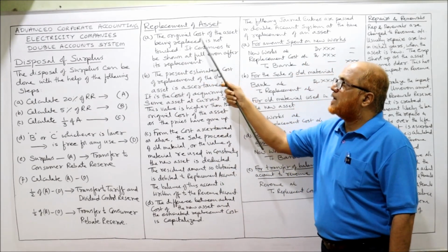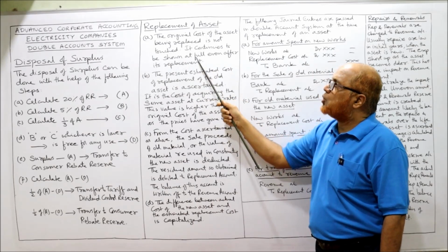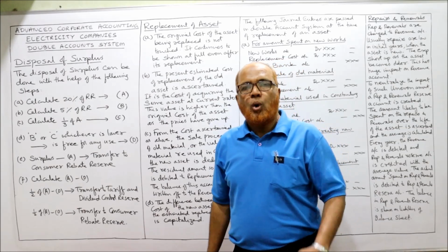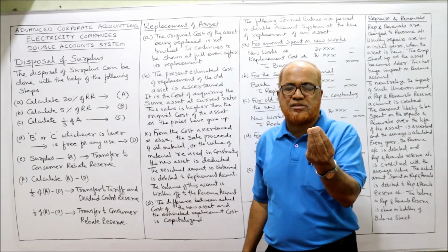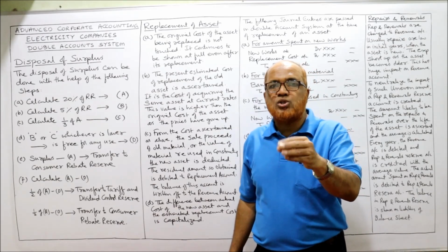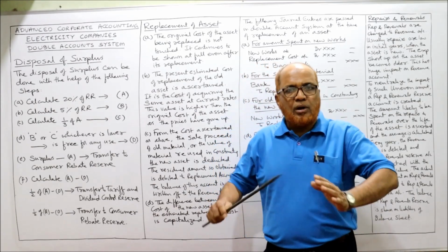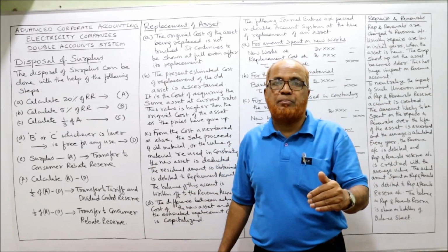The original cost of the asset being replaced is not touched. It continues to be shown at full value even after its replacement. Example, the value of the old machine is 5 lakh rupees. Now the electricity company wants to replace that old machine with a new machine. The old machine has to be scrapped and a new machine has to be purchased, replaced.